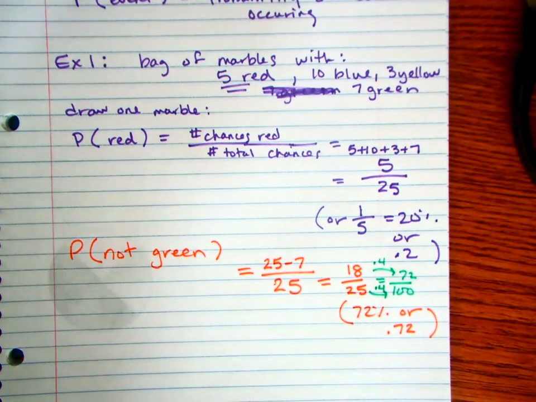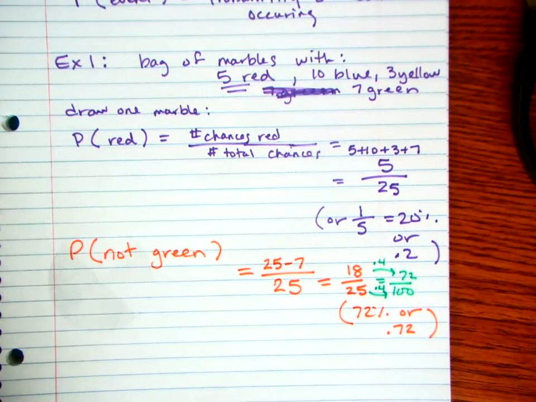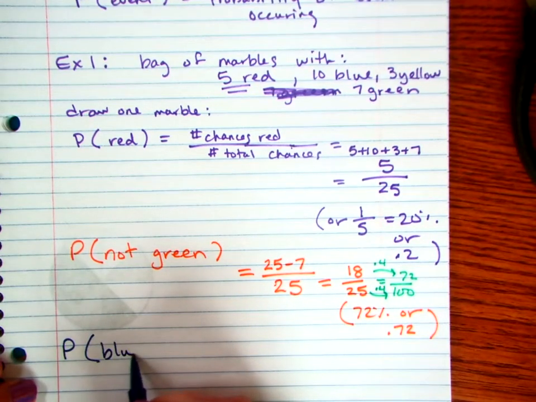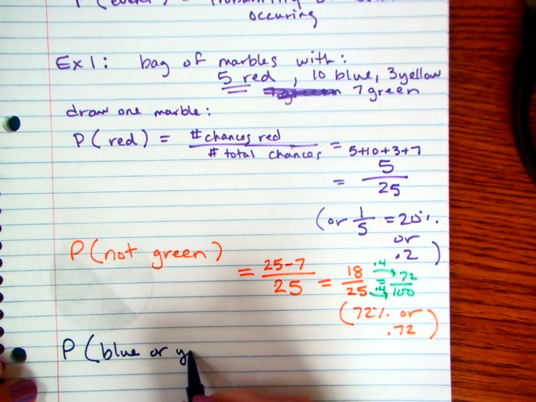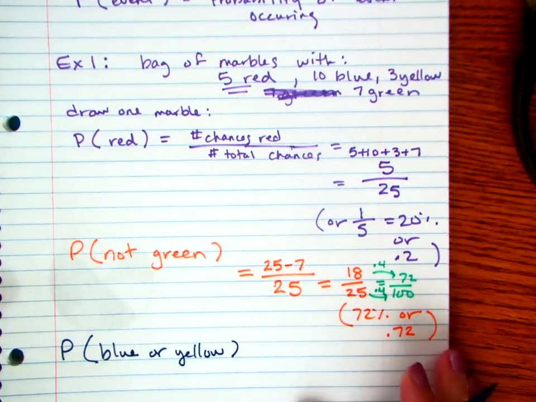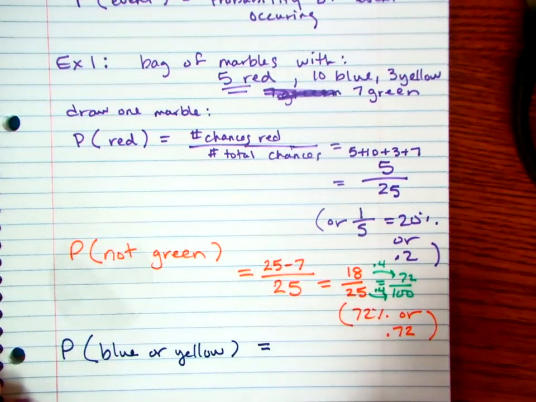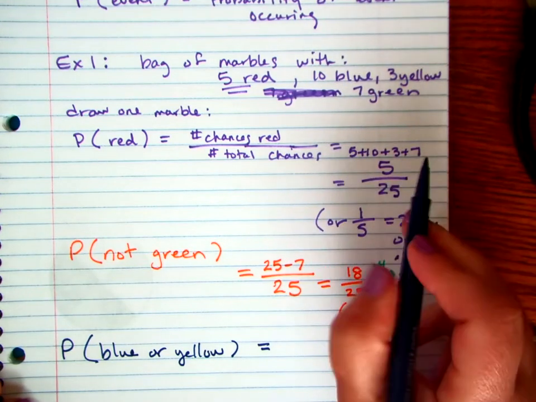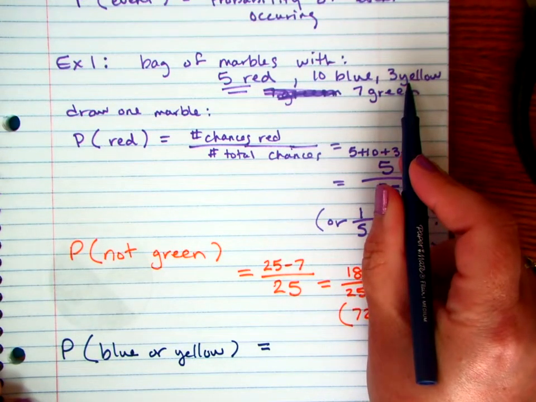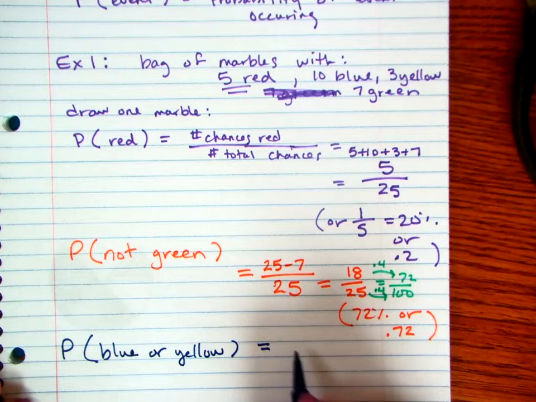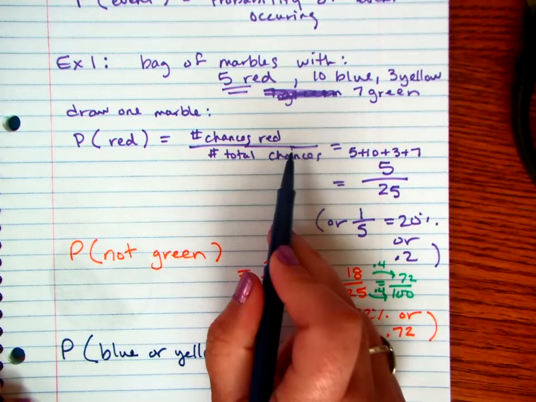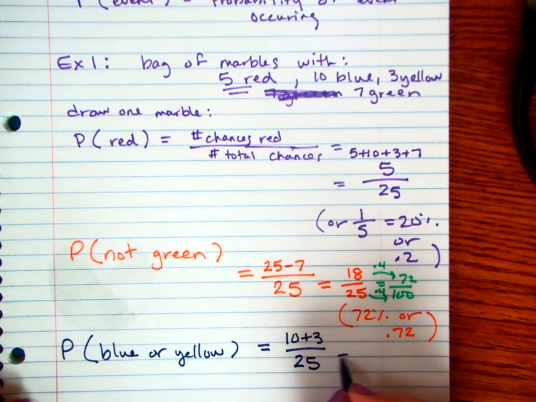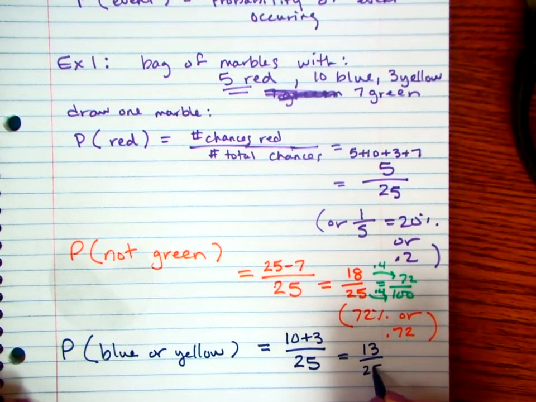All right, so you can also do combined probabilities. So the chance of blue or yellow occurring on one draw. Okay, so again, blue, there's 10. And yellow, there's 3 here. So my total was still 25. Okay? And I have 10 blue and 3 yellow, so I'm just going to add those up. So it would be 13 out of 25.